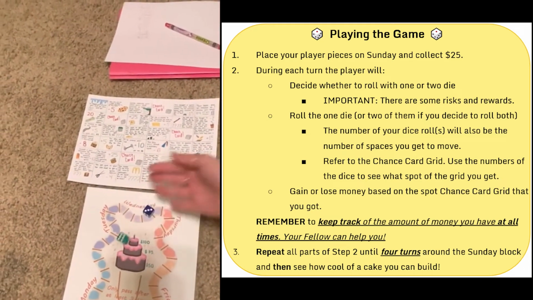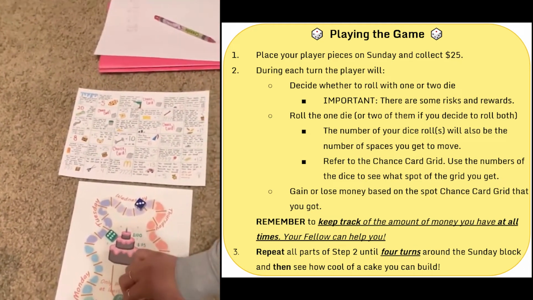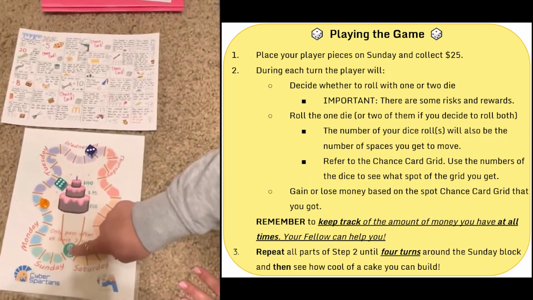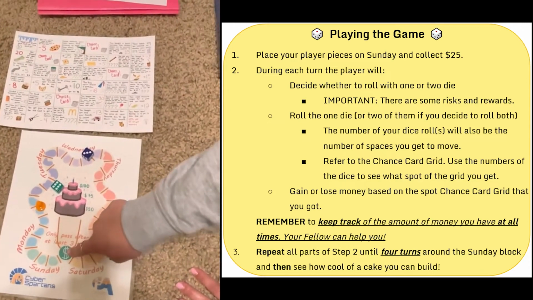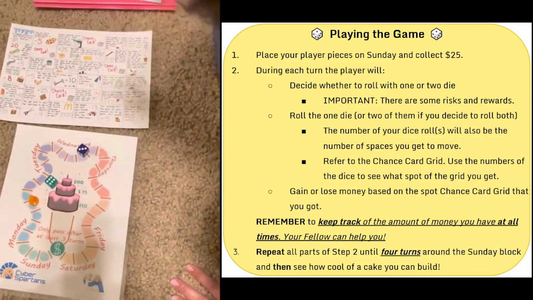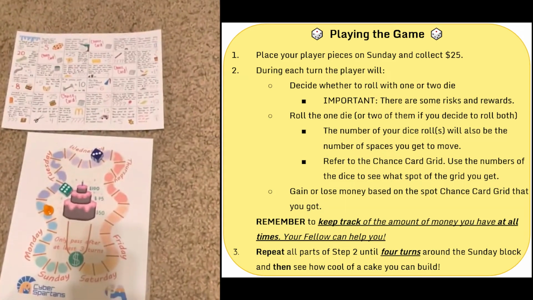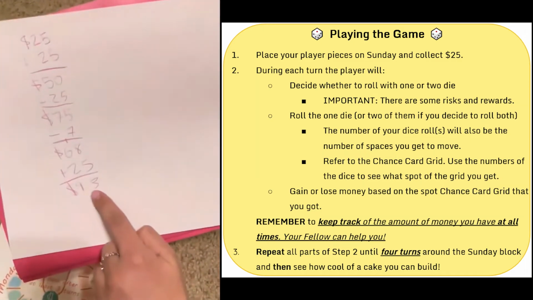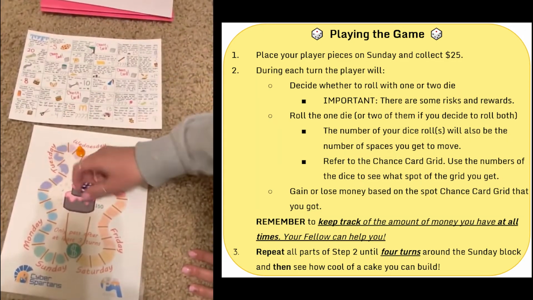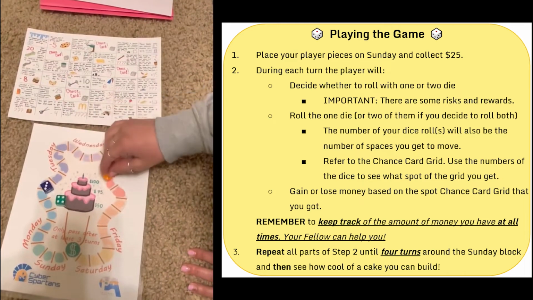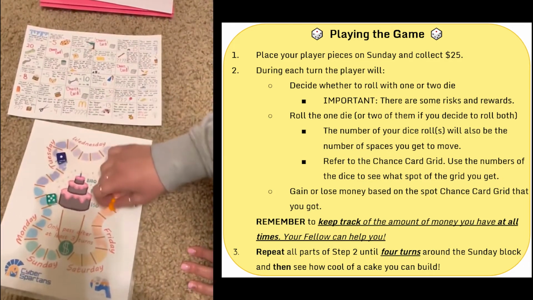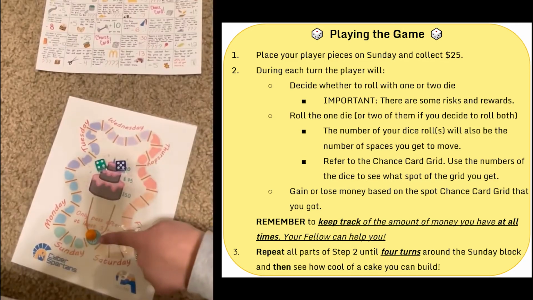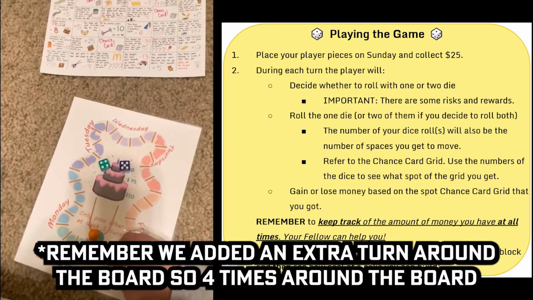So now I'm going to keep going. 9 spaces. 1, 2, 3, 4, 5, 6, 7, 8, 9. And I passed this money sign, so I get $25 more. So now I have 93. That's my new total after I added 25. Make sure you're keeping track of your money. So I'm going to keep going till I go around 3 times. Okay, so now I've gone around 3 times.